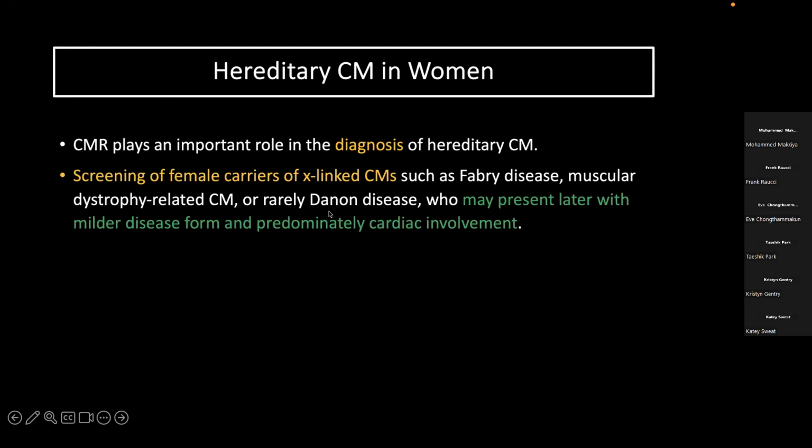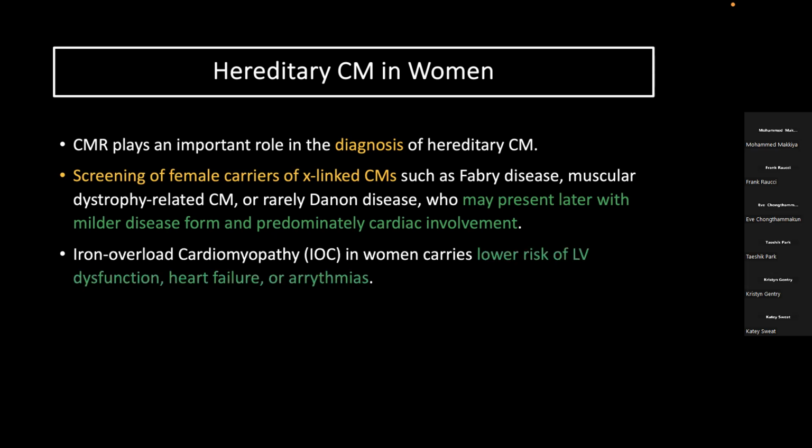Screening of female carriers, such as Fabry disease, muscular dystrophy, and rarely Danon disease, is something I think we started at our institution 2 years ago, screening those patients more frequently by cardiac MRI. They may present later, may present with milder disease and predominantly cardiac involvement, not necessarily with other extracardiac findings. That's why those patients are challenging for the diagnosis from the clinical side.